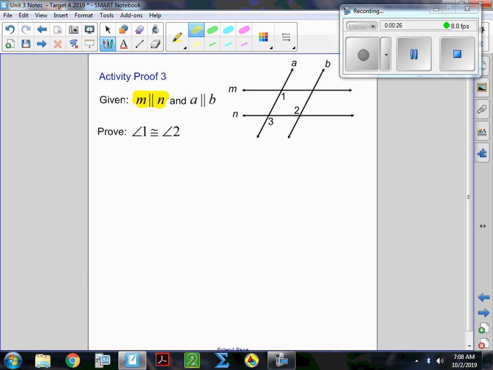So if I start with M and N parallel, then I need to look at which transversal I'm talking about. But I'm going to go ahead and start with writing down my given. M is parallel to N. And I personally don't like writing more than one given at a time because I want to use the given before I go on to something else. So if M and N are parallel, I need to figure out which angles I want to look at. Like, in other words, which line is my transversal.